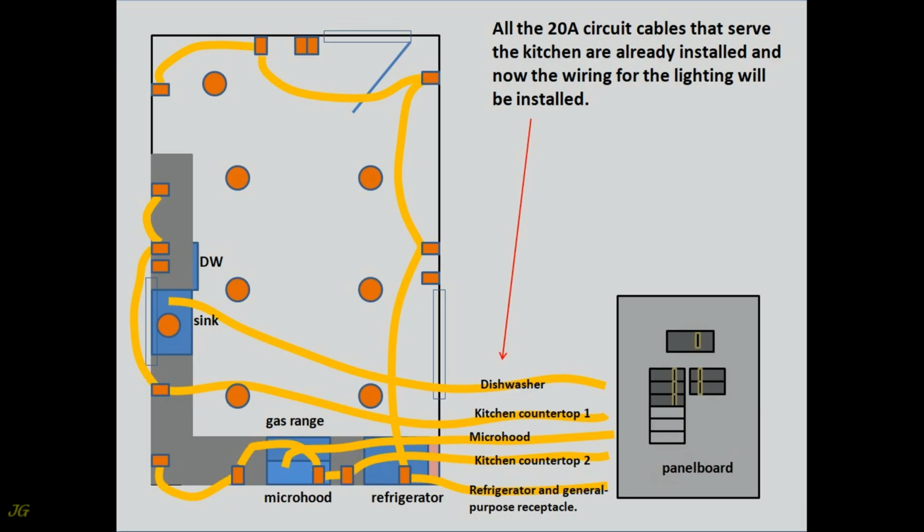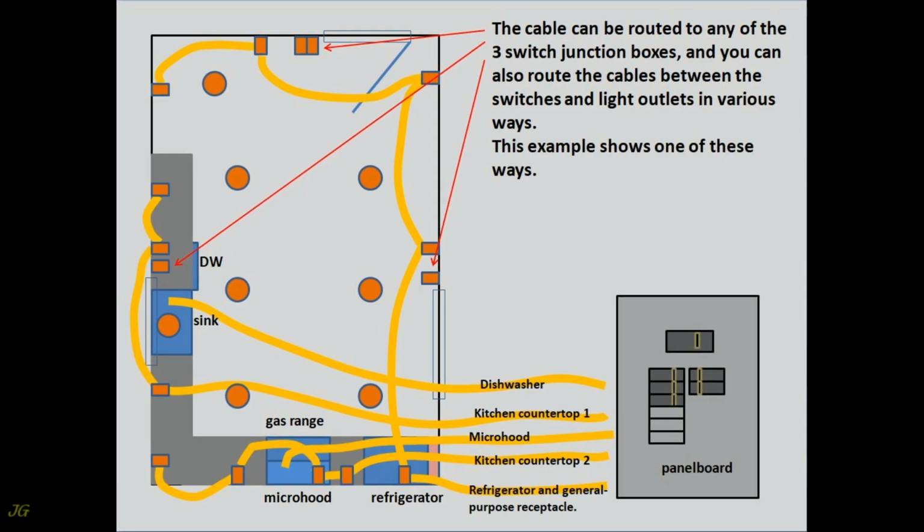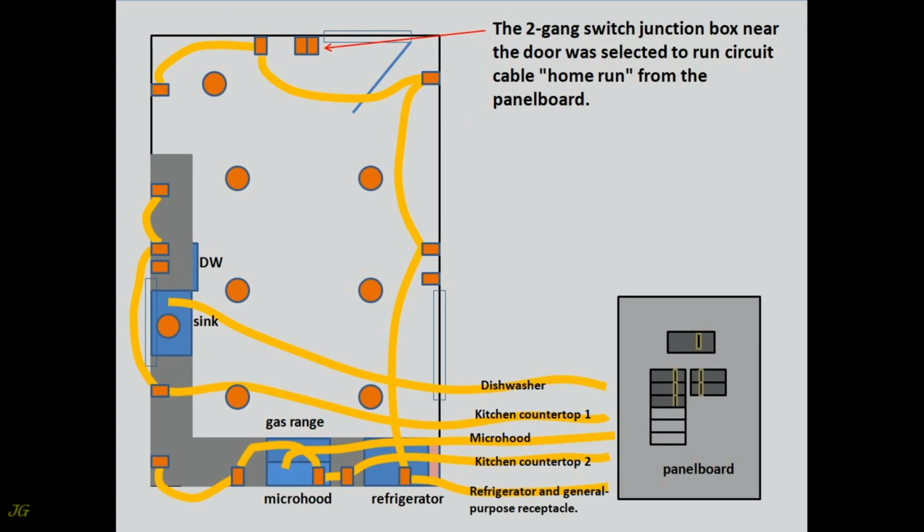All the 20 amps circuit cables that serve the kitchen are already installed, and now the wiring for the lighting will be installed. The cable can be routed to any of the 3 switch junction boxes. And you can also route the cables between the switches and light outlets in various ways. This example shows one of these ways. The 2-gang switch junction box near the door was selected to run the circuit cable, home run, from the panel board.